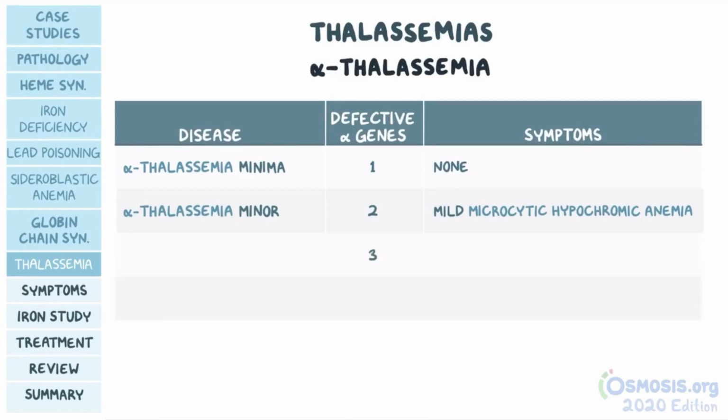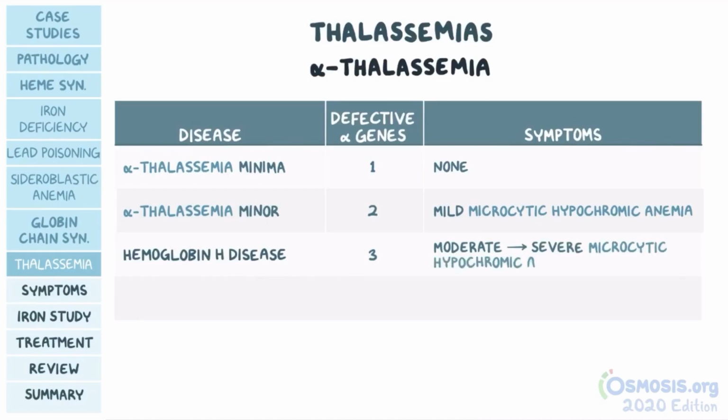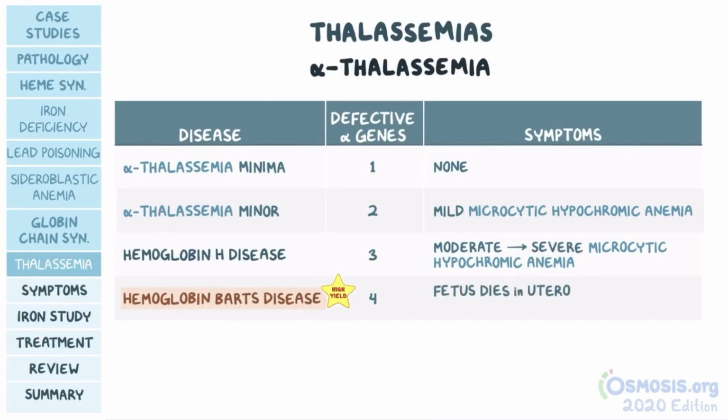If 3 alpha genes are defective, it is hemoglobin H disease, or HbH, with moderate to severe microcytic hypochromic anemia. And if all 4 alpha genes are defective, it's called hemoglobin Bart's disease, or HB Bart's, and the fetus dies in utero. Peripheral blood smear shows microcytic hypochromic RBCs.